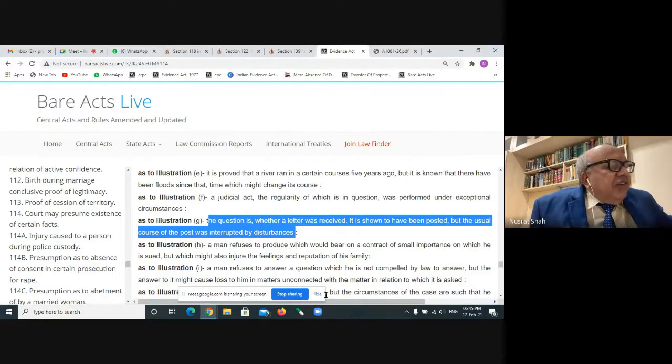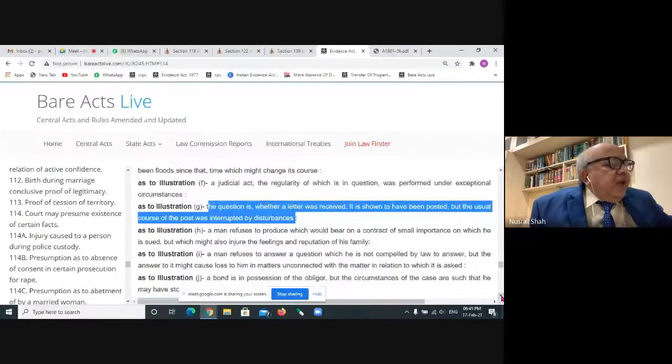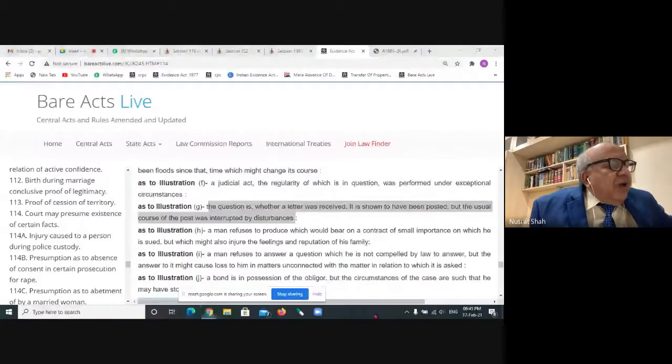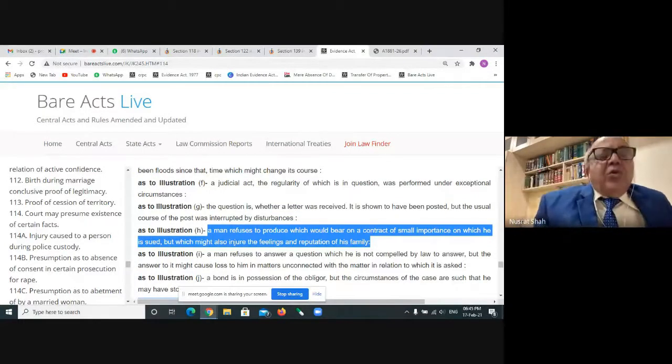Illustration G, sorry. A man refuses to produce a document which would bear on a contract of small importance on which he is sued, but which might also injure the feeling and reputation of his family. So if you call upon the defendant to produce a particular document, isn't it? Both in the CrPC and in the CPC, there are provisions for the production of a document.